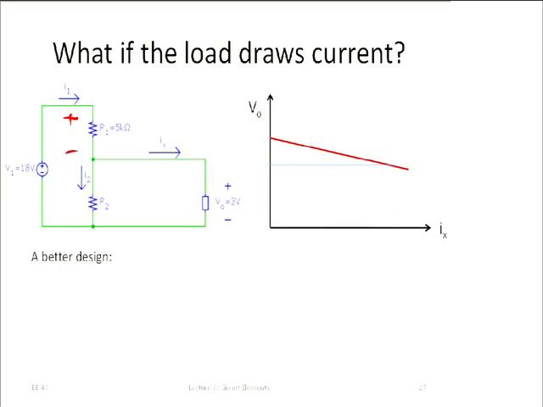So what's going to happen is that we start out at the right voltage, 3 volts here, okay? But then, as the current Ix increases, the voltage V out is going to decrease.